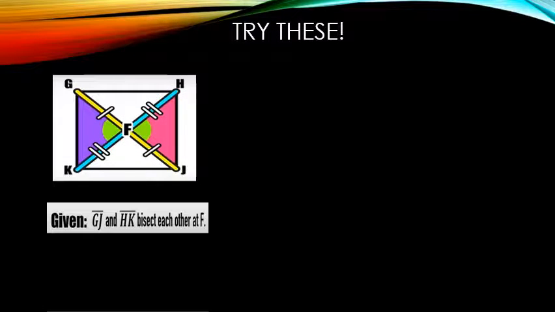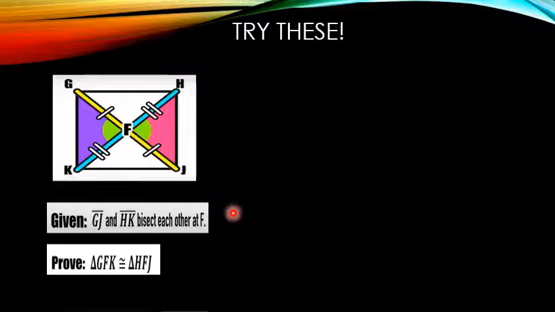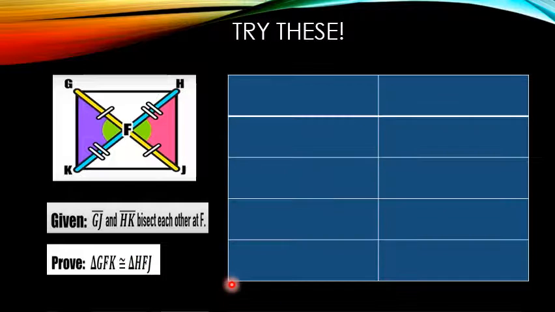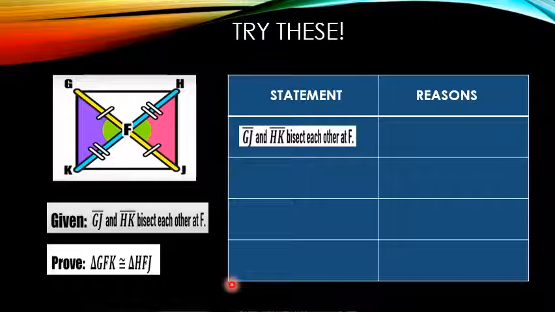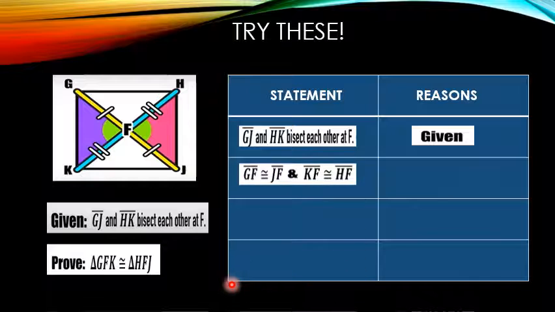Okay, let's have the try this. Given: line segment GJ and line segment HK bisect each other at F. Now we have to prove that triangle GFK is congruent to triangle HFJ. So again, let's have the statements and the reasons. The first one is line segment GJ and line segment HK bisect each other at F. This is also given. Again, we start from the given.